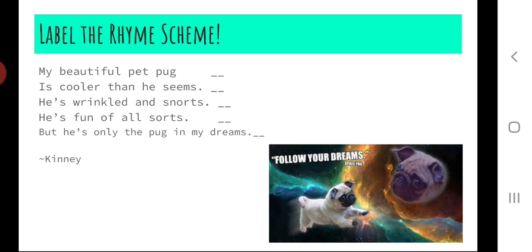Now we have sorts. Sorts does not rhyme with pug. Sorts does not rhyme with seems. Sorts does rhyme with snorts. So that becomes a C. So we have A, B, C, C. The last line ends in dreams. Dreams does not rhyme with pug. Dreams does rhyme with seems. So it becomes A, B, C, C, B. And that's the rhyme scheme. That's how it works.